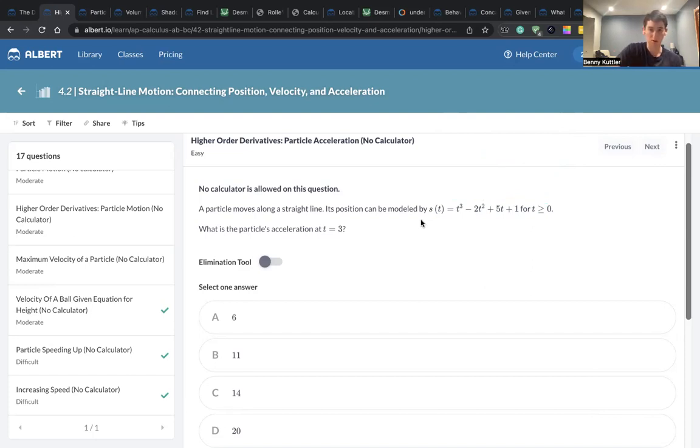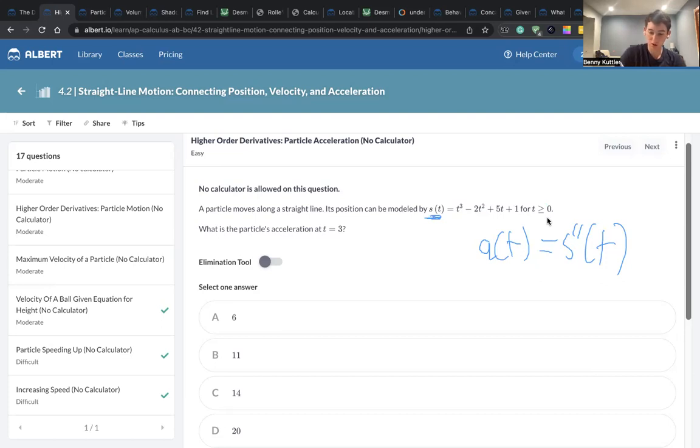We're only concerned with t equals 3 here, so we don't have to worry about that. And we're looking for the particle's acceleration at t equals 3. So if you remember what we did in higher order derivatives, we know that acceleration is the derivative of velocity, and velocity is the derivative of position. So acceleration is going to be equal to the second derivative of position.